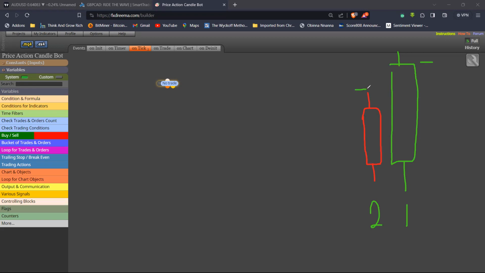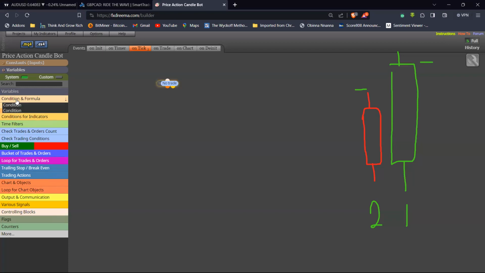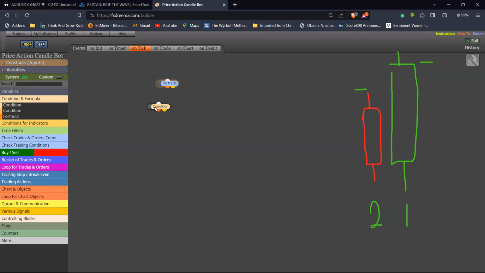So basically, we're saying that candle ID 2's high should be lower than candle ID 1's close, or candle ID 1's close should be higher than candle ID 2's high. That's one of the first conditions. So what we do is we'll just come here and drag a condition function here, and you can just name this condition 1. Let's just call it condition 1.